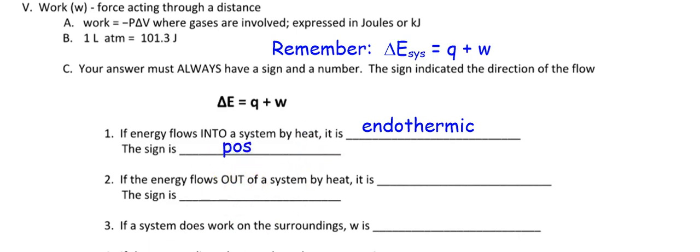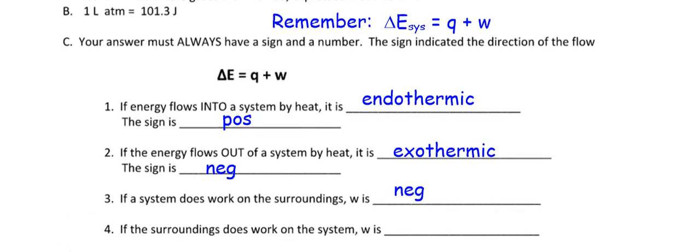If the energy flows out of the system, it's called exothermic. Exo means out, heat, and your sign is going to be negative. If your system does work on the surroundings, that means it's going out, so it's going to be negative. And if the surroundings does work on the system, W is positive. If you go back and look at that second page that we did, you'll see we did that too. Let's go to the next page.